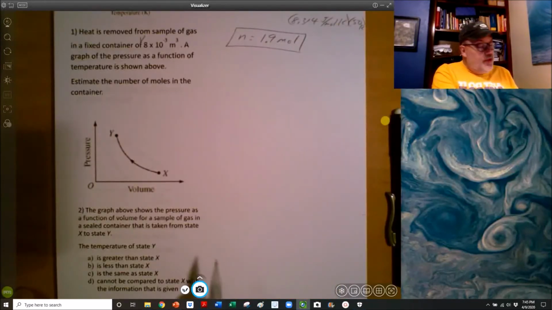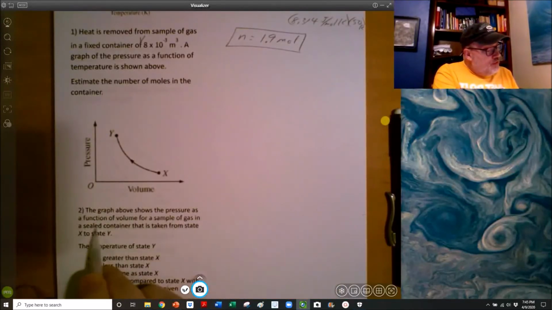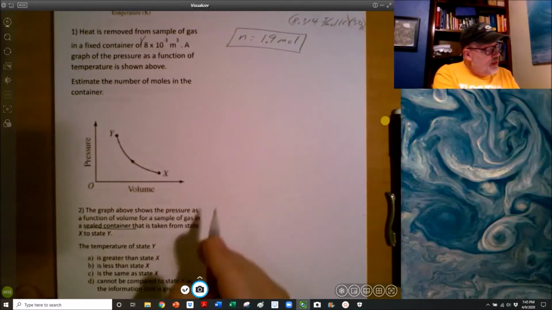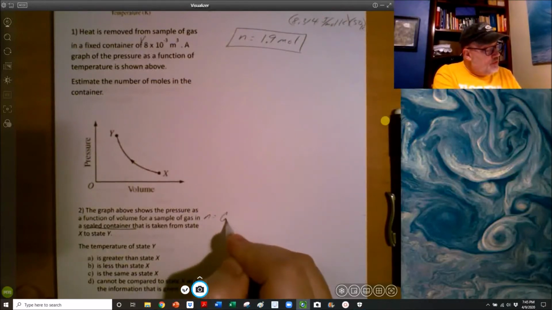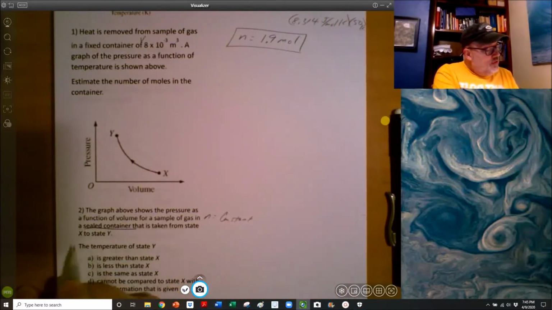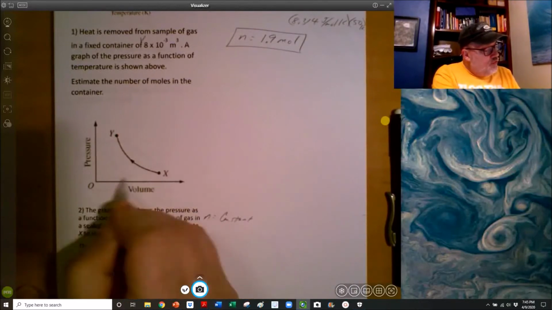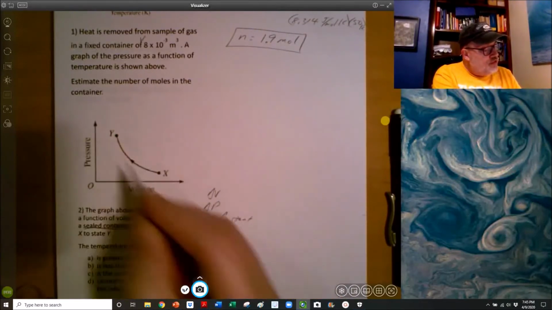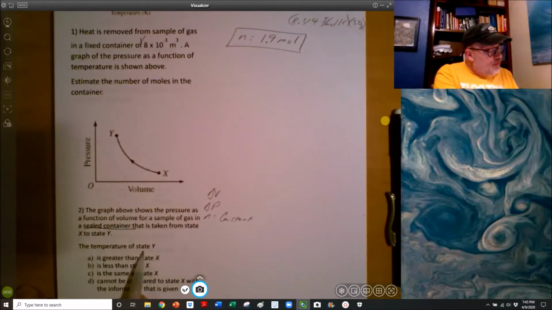In our next problem, we have a graph that shows the pressure as a function of volume for a sample of gas in a sealed container. Okay, sealed container is important. That means the number of moles is constant. It's taken from state X to Y. So volume is changing, so we have a change in volume and we have a change in pressure. And they want to know what's the temperature in state Y. Is it greater than, less than, or the same as X, or can we tell?